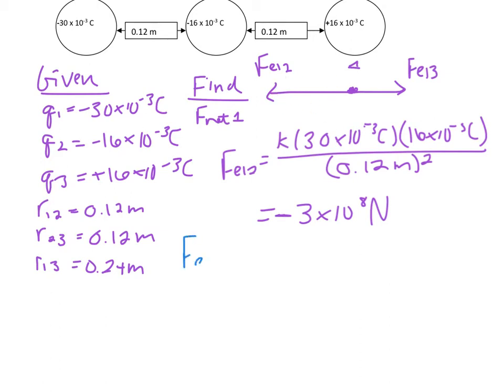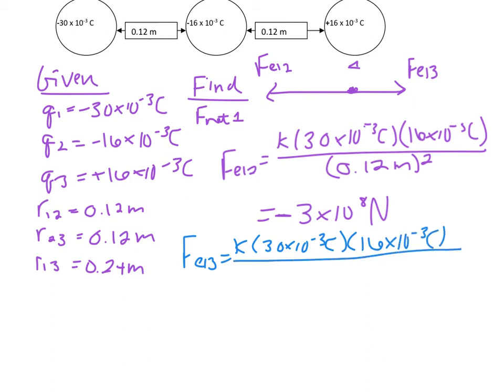Looking now for the force between 1 and 3. That's going to equal K, 30 times 10 to the negative 3 coulombs, times 16 times 10 to the negative 3 coulombs, over 0.24 meters squared. This equals 7.5 times 10 to the 7th newtons, and this one, because it points to the right, is positive.